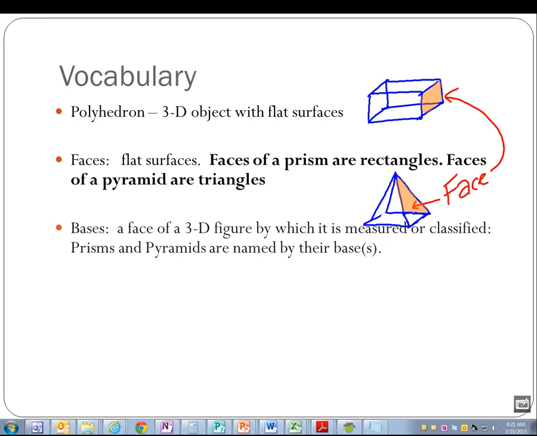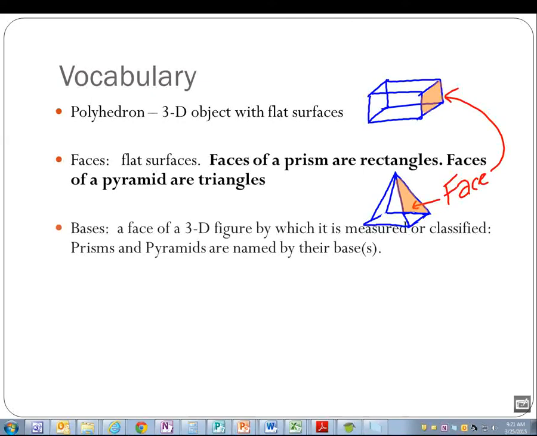Faces, the base of a 3D figure by which it is measured or classified. Prisms and pyramids are named by their base, not their sides. And if you'd like another review and a different version of this lesson, you can go to my YouTube for last week and see what we did in math for 7th grade. That's right, last week.